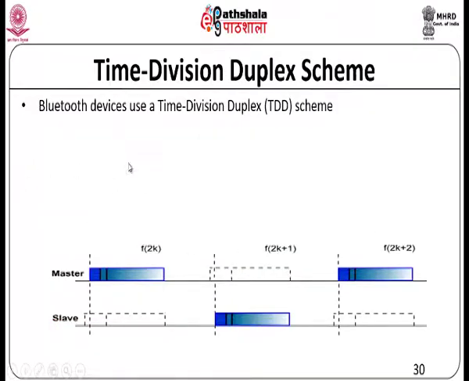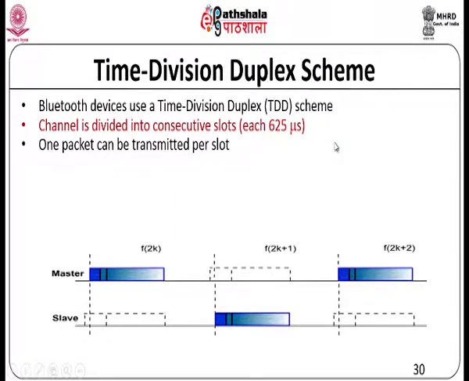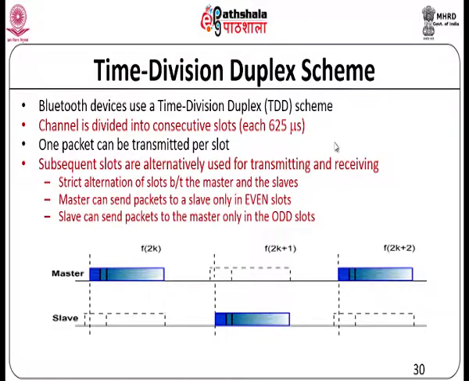Okay. And we said that it also uses a time division duplex scheme, this alternating of the slots between the master and the slave. So let us see how that happens. As we said, the channel is divided into consecutive slots of 625 microseconds, and one packet can be transmitted per slot. Okay. And we said subsequent slots are alternated for transmitting and receiving. So which means you have a strict alternation of slots between the master and the slaves.